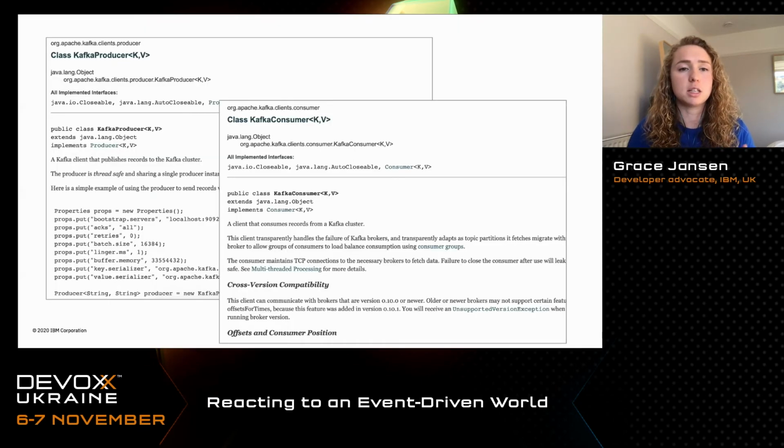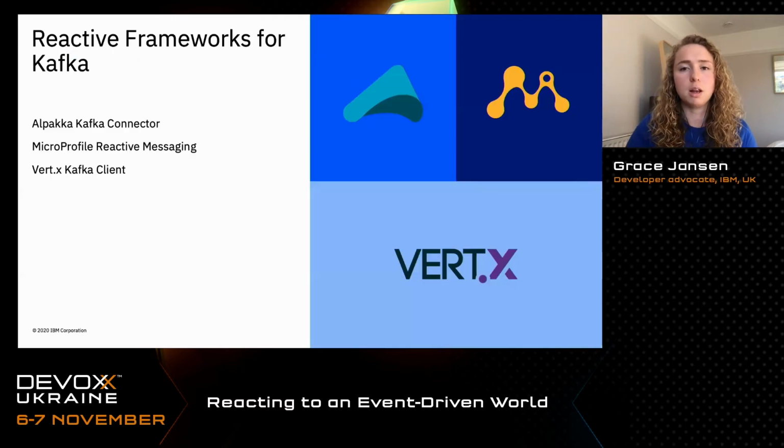As I mentioned, there's a standard Java Kafka client, and that includes the standard Java Kafka producer and the standard Java Kafka consumer. These enable some reactive behavior, as I was saying, in the pause and resume functionality, but they aren't designed to be non-blocking and reactive to the core. So that's where we like to point people in the direction of reactive frameworks and toolkits.